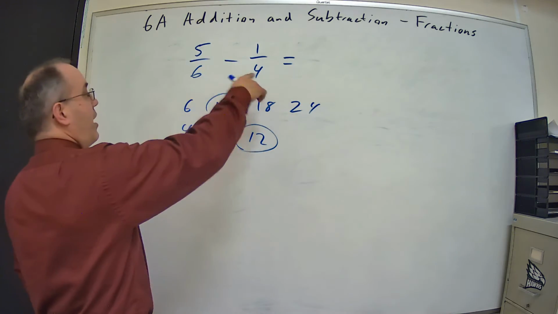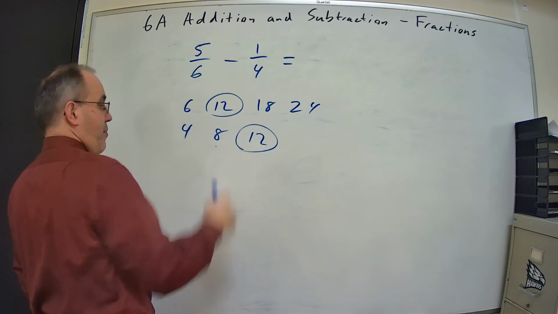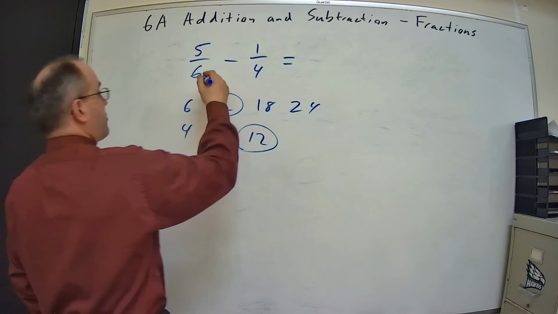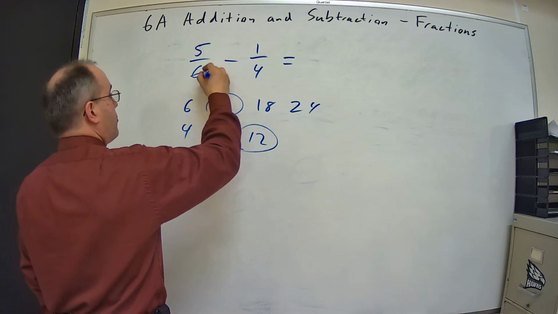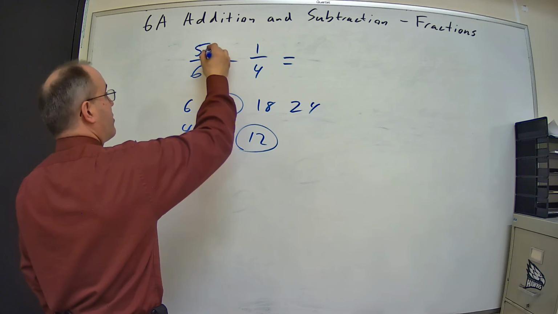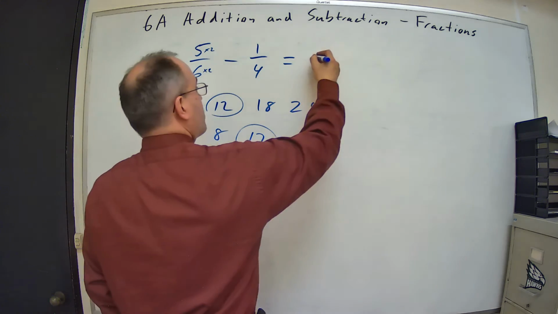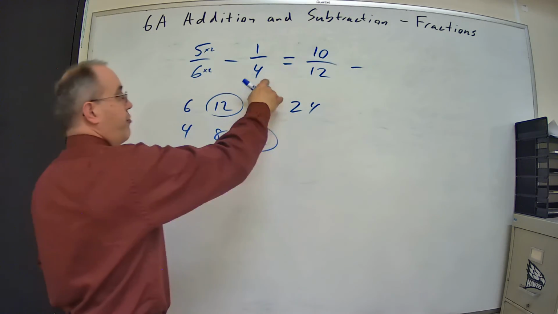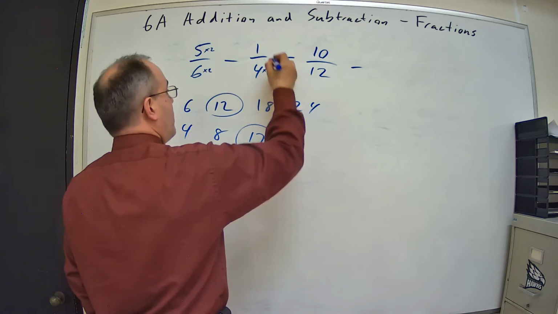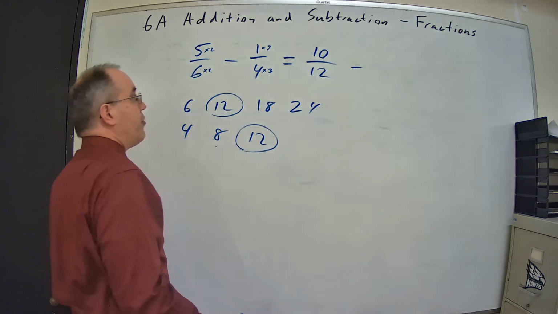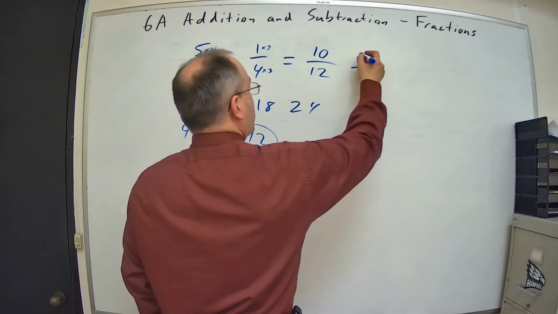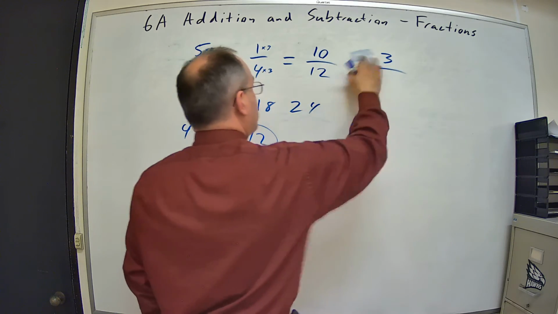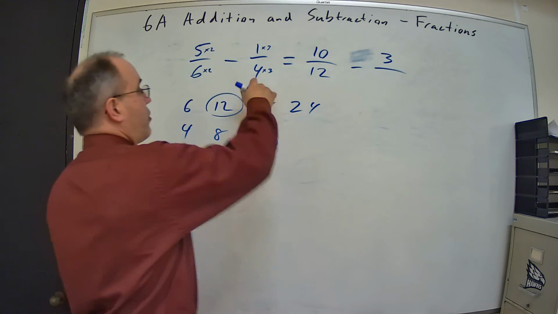So I'm going to rewrite this over 12. So that means 5/6, to turn 6 into 12 I have to multiply by 2. So I'm going to do that to the top also. 5 times 2 is 10. 6 times 2 is 12. To turn 4 into 12 I need to multiply by 3. So I'm going to do that on the top also. 1 times 3 is 3. 4 times 3 is 12.